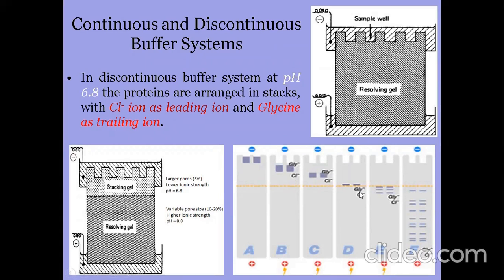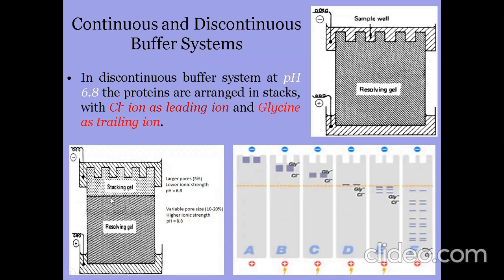Protein molecules are heavier, so these two ions will move. Glycine is also an amino acid, so that will move as a trailer ion. In this way the proteins will spread out and make bands, they will resolve in the gel, and glycine and chlorine will move out of the jelly.